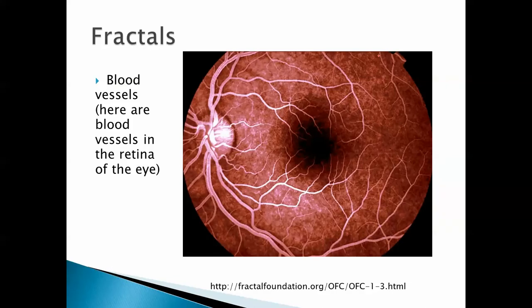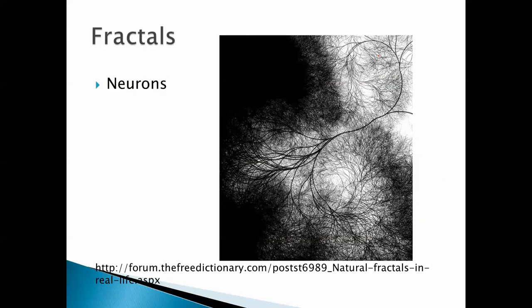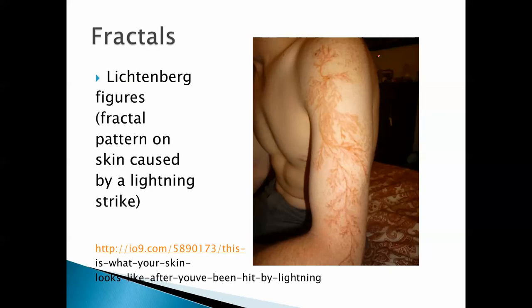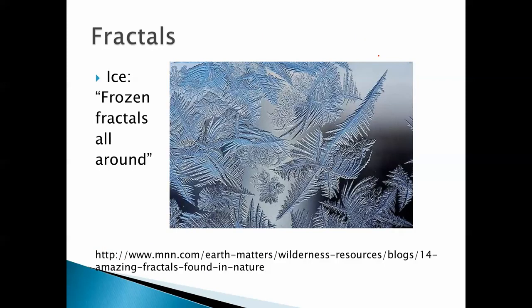Ditto with blood vessels. Here are the blood vessels in the retina of the eye. Ditto with neurons. And this is cool. Lichtenberg figures. This is a fractal pattern on skin caused by a lightning strike. We saw earlier that lightning is a fractal. Lightning causes fractals. This is amazing. And of course, ice. Frozen fractals all around.